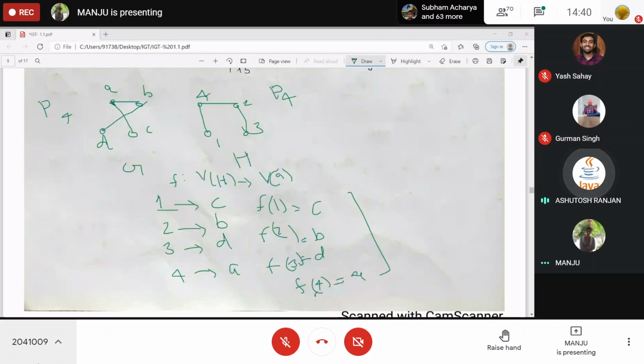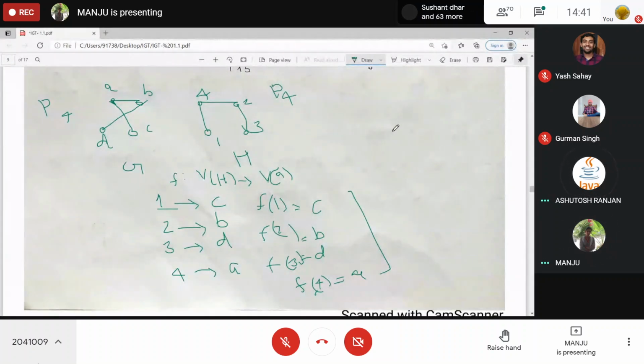Ma'am, every element in the vertex set of G has one pre-image. This is corresponding to onto. Ma'am, the definition of onto is that all the elements of G are occupied. That is from onto you are saying, not one-one. That is the definition of onto, right? Ma'am, all the codomain part is occupied. That is actually onto, not one-one.